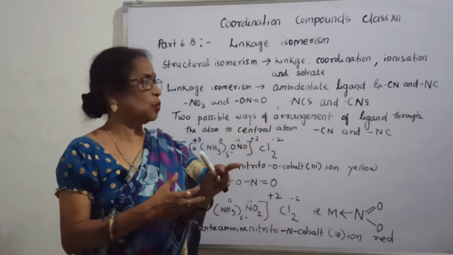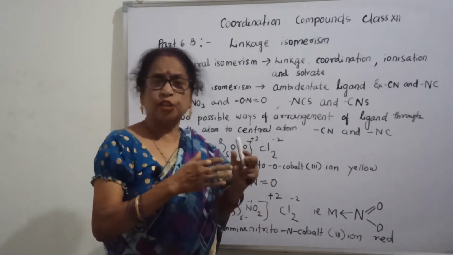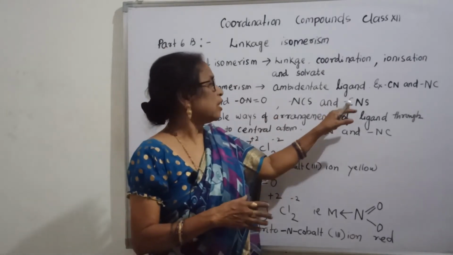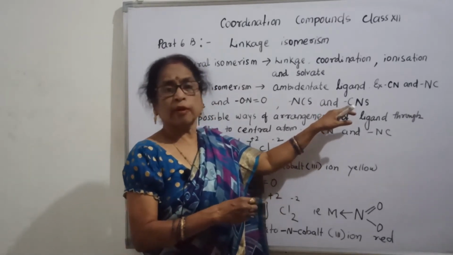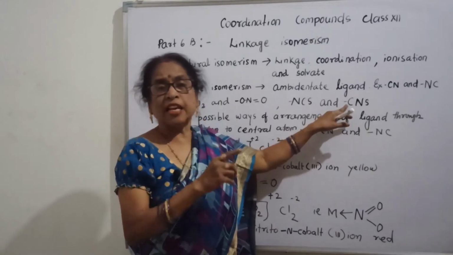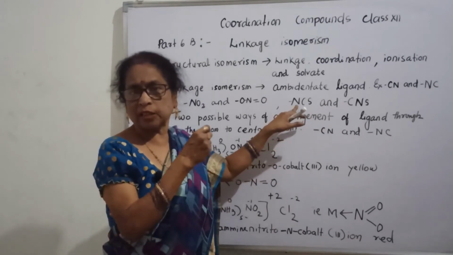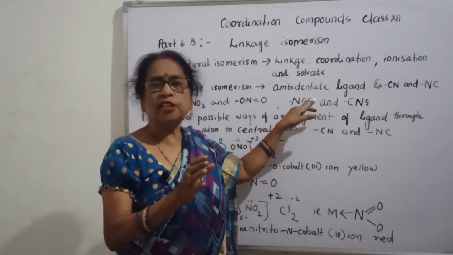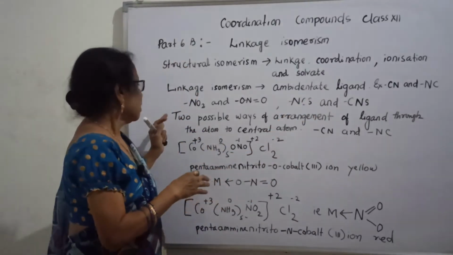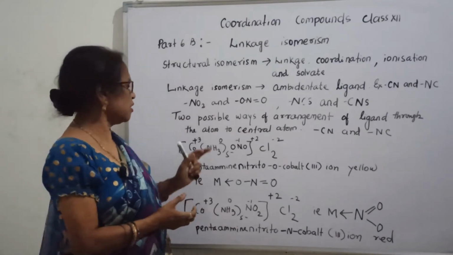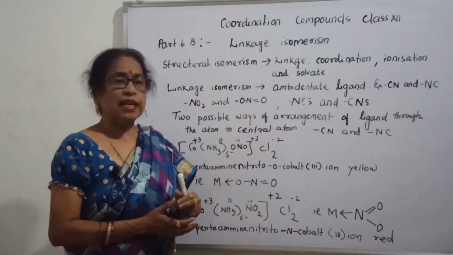NCS is thiocyanato. If N is attached to the central metal atom, the nature and character of the compound are different. If carbon is attached to the central metal atom, the ligand is SCN. If the ligand is NCS, the nitrogen will attach to the central metal atom, and the nomenclature, character and all the properties are different. So there are two possible ways of arranging ligands through an atom to the central metal atom, for example CN and NC.